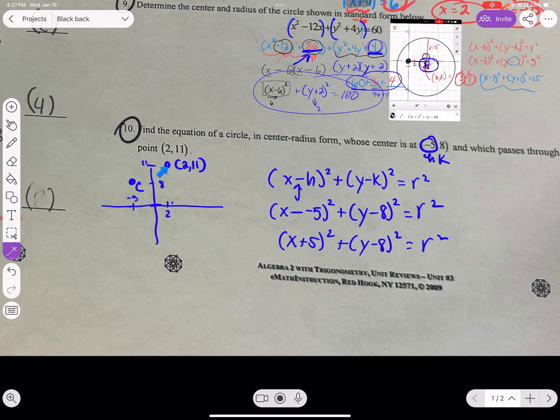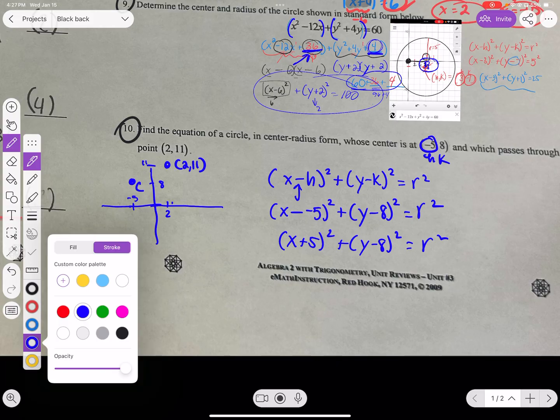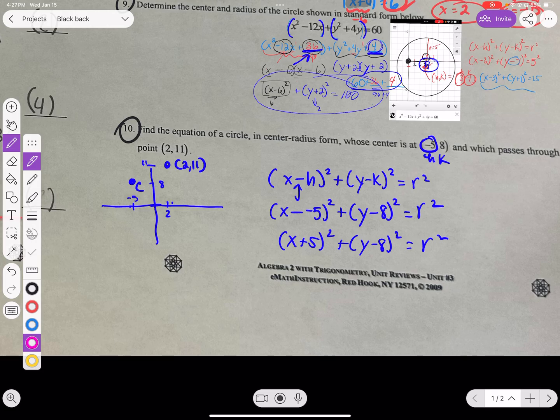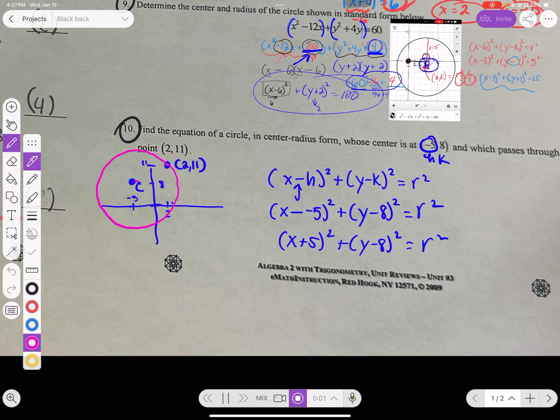And I know my circle goes through this. That means that that's the center, and that's the edge of my circle. I know right where it's at now. Let's grab a pink here. It sits right here. And so this is the radius from the center of that circle to that point. And so I just have to know how long it is.